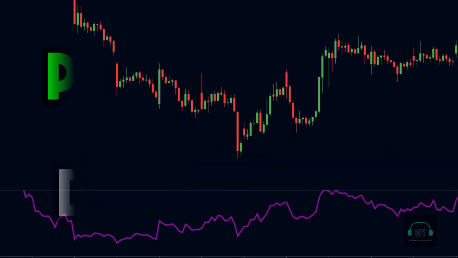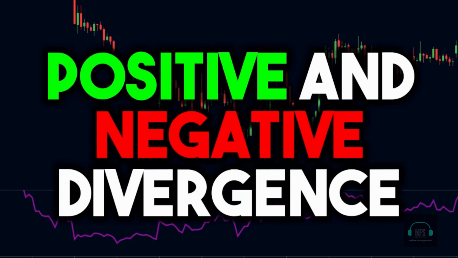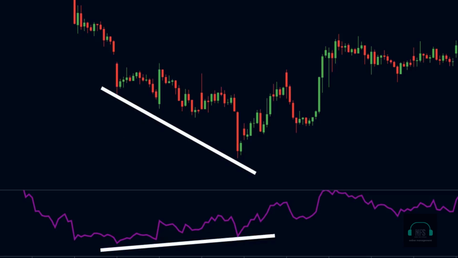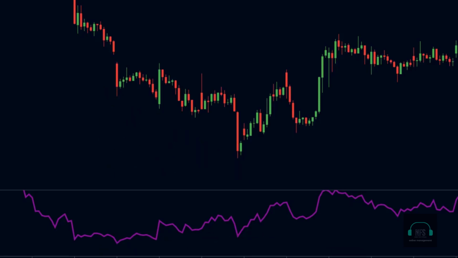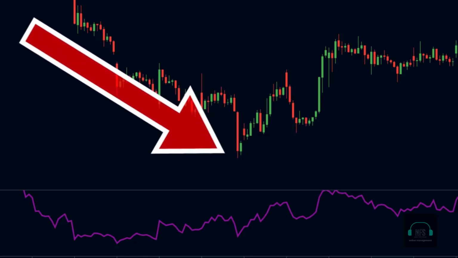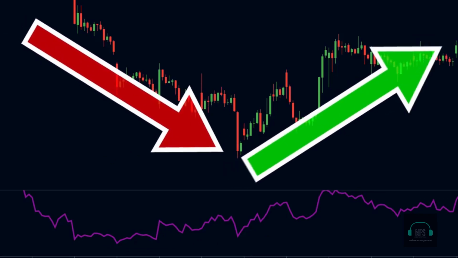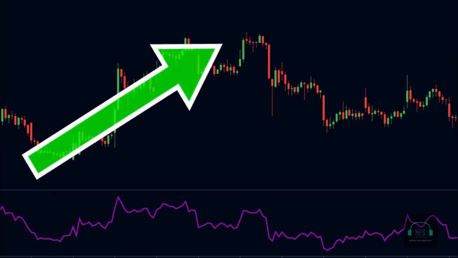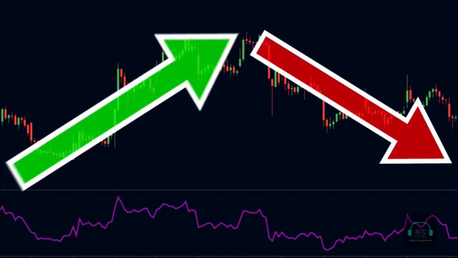Divergences are of two types: positive and negative divergence. A positive divergence occurs when the price makes a lower low, but the RSI makes a higher low. This indicates that the downtrend has lost its momentum, and a reversal may occur very soon. On the other hand, a negative divergence occurs when the price makes a higher high, but the RSI makes a lower high. This indicates that the uptrend has exhausted and a reversal may occur.